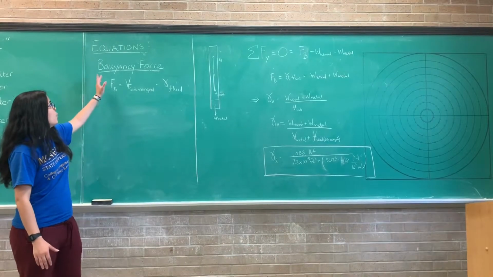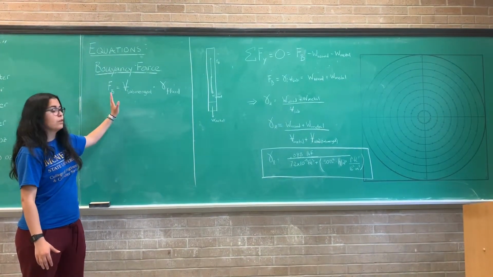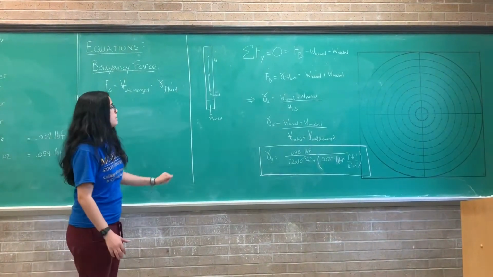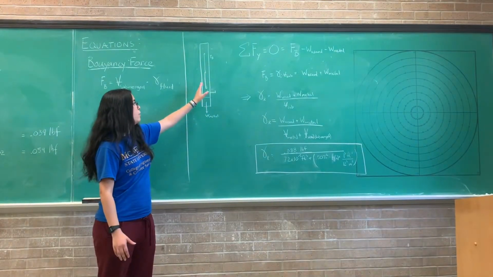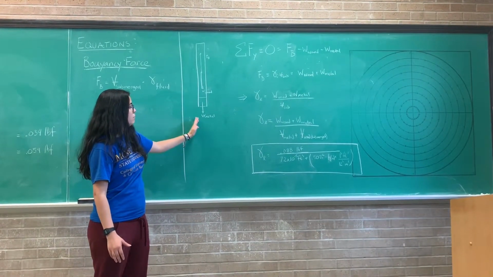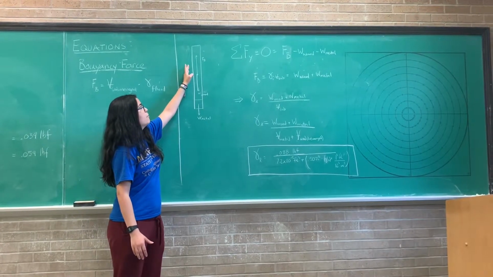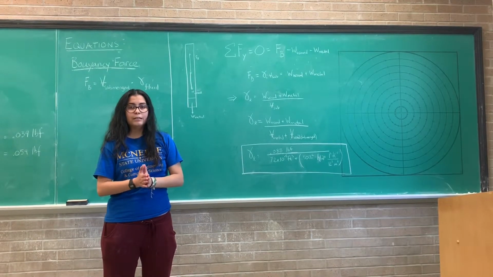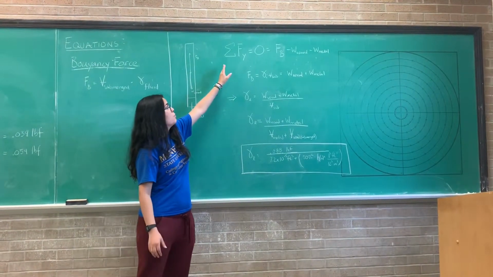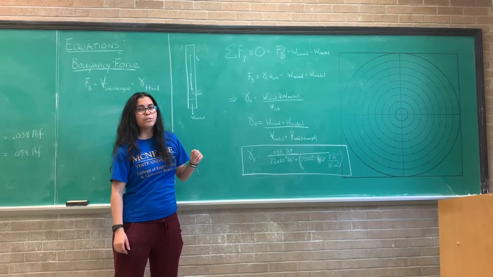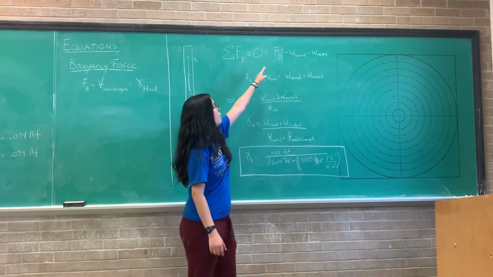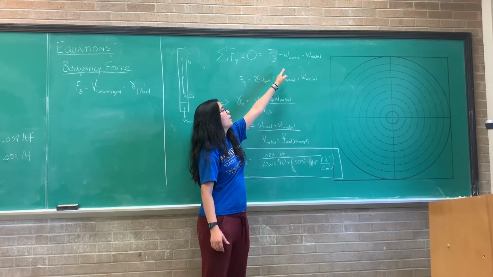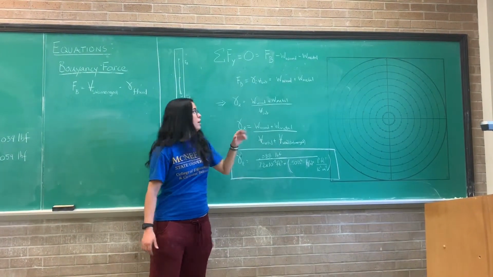For our project, the equation we're going to use is the buoyancy force, which we know is the volume submerged times the specific weight of the fluid. On this side, we have the free body diagram, where we know that the weight of the metal and the weight of the wood are going down, and the buoyancy force is going up. Since we know that our device is going to be in static equilibrium, the summation of the forces in the y direction is equal to 0. In this case, we have the buoyancy force going up minus the weight of the wood and the weight of the metal, because they are going down.